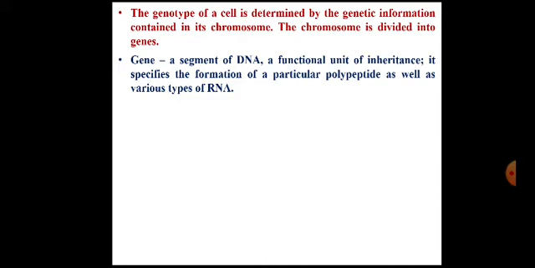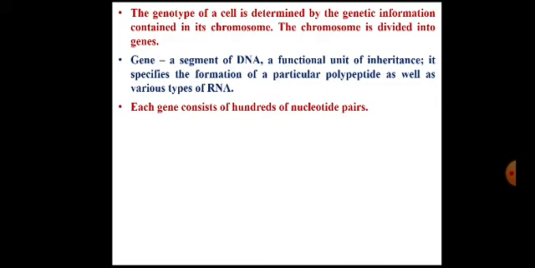Whenever we say inheritance, we consider that there is transfer of DNA from the parent cell to the progeny cells or daughter cells. This gene specifies the information of a particular polypeptide as well as various types of RNA. That means a gene is a segment of DNA that codes for a particular protein or a particular type of RNA.